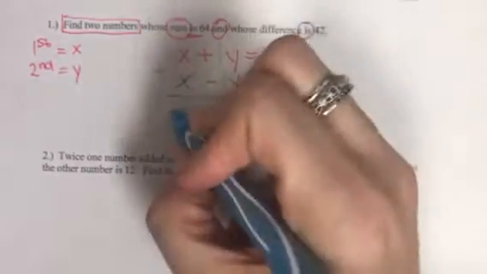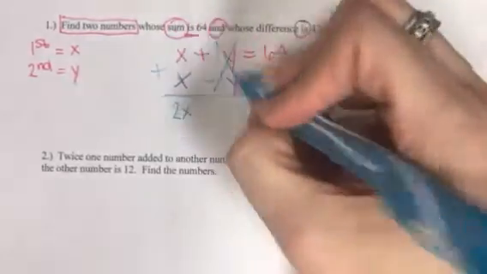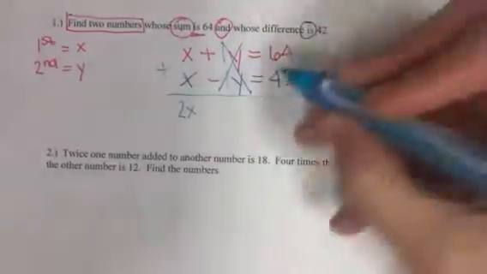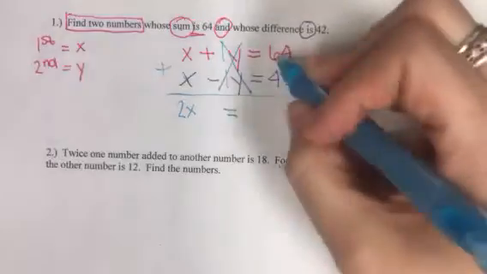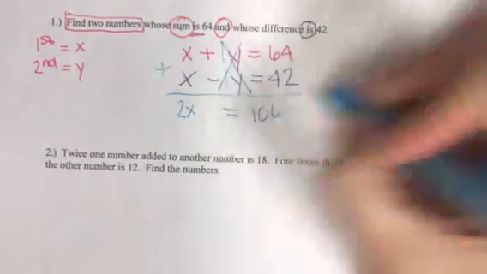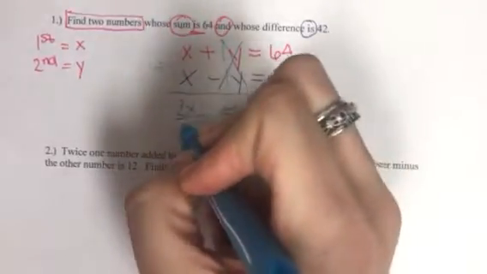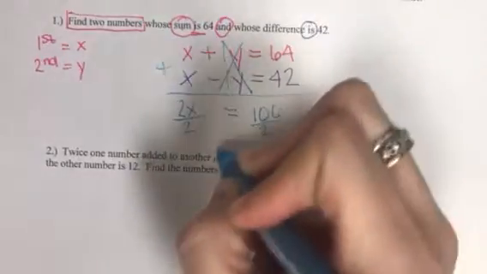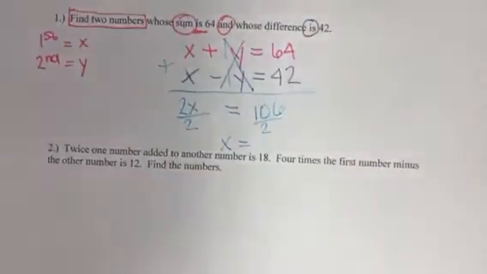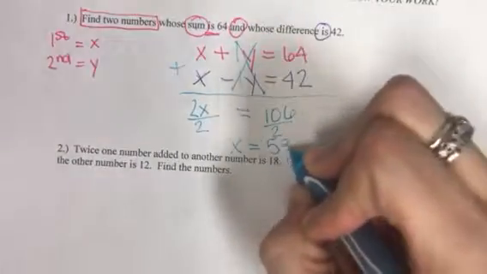x plus x is 2x. My y's are going to cancel. 64 plus 42 is going to give us 106. Okay, this is then a one-step equation, so we can just go ahead and solve. We'll undo multiplication with division, dividing by 2. And we'll get x equals 53.